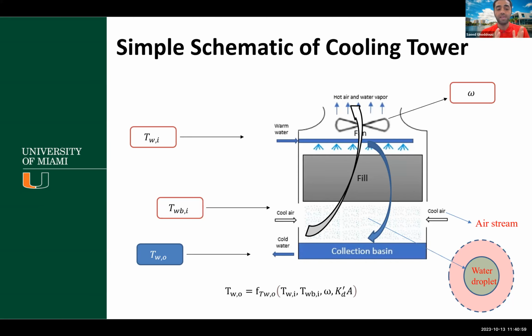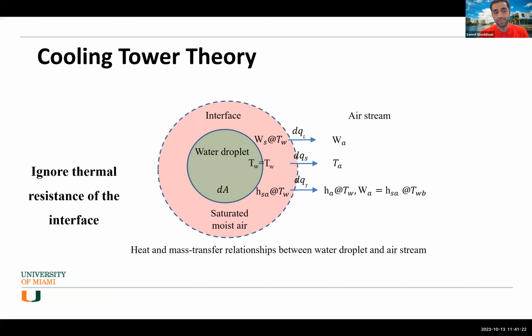But how can we model it? We cannot see it as one big picture. We have to go piece by piece, and we will zoom in and select one very small piece of water that has heat transfer with the ambient air. You can see on the right-hand side that we consider one water droplet and the air stream surrounding this water droplet. In the cooling tower theory, if we focus on this water droplet and ignore the thermal resistance of the interface, we can write down the heat and mass transfer relationship between the water droplet and the air stream.